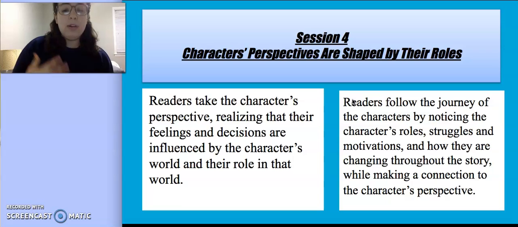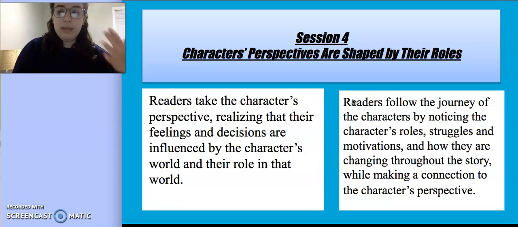And we think about what struggles they have. What are they struggling with? What problems do they have? What motivates them? How do they change through those struggles? And what motivates them to solve their problems and to keep going? While we're thinking about what their perspective is, what are they thinking? What are they feeling? Why are they making that decision?